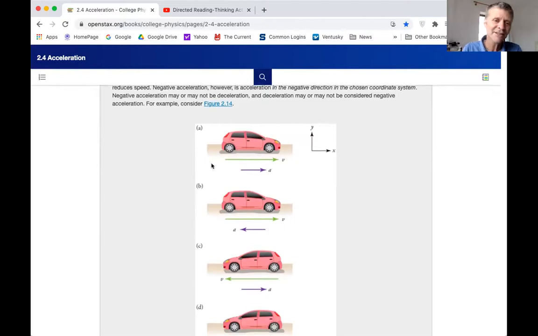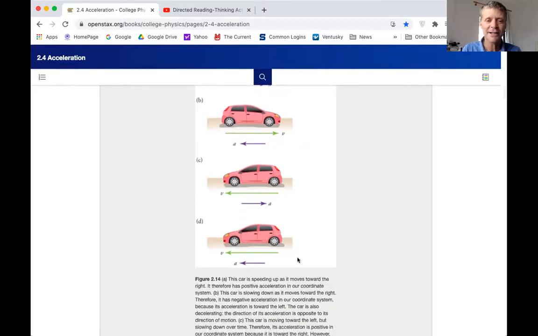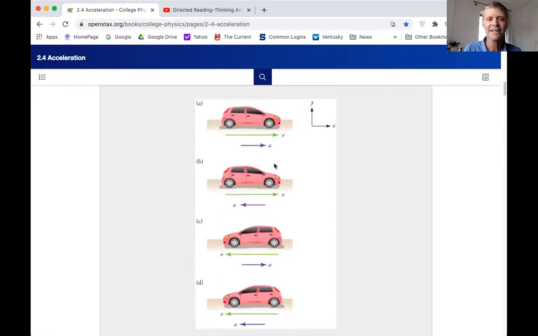What that means, looking at the diagram, is that if the velocity and acceleration vectors point in the same direction, it's getting faster in a positive direction. If they point in the same direction, but the opposite way, D, the car is getting faster, but in a negative direction. So here we have negative acceleration, but getting faster. Here we have positive acceleration, but getting faster.